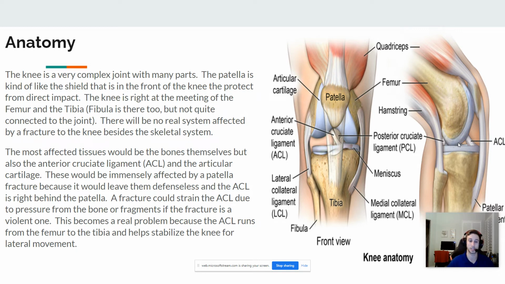And it kind of leaves them a little bit defenseless. It's going to strain that ACL, and there could be real problems because the ACL is a major stabilizer of the knee.